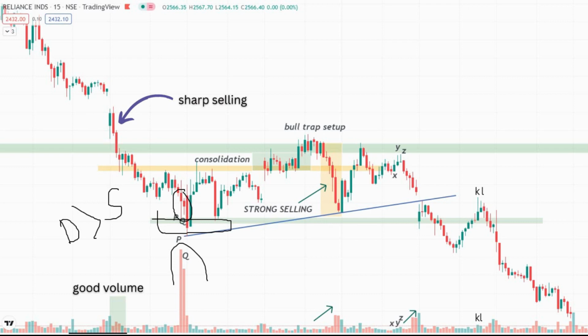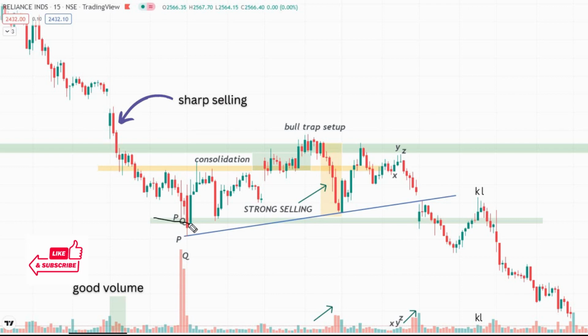Otherwise, if this was all selling pressure, then the candles should have formed like this and continued the downward momentum, but that's not the case. What is happening here? Prices are getting rejected from the lows, and this is an indication that buyers are coming in at these price levels. So this is the first clue that this is a strong demand zone.